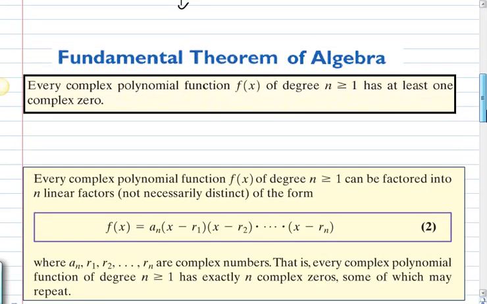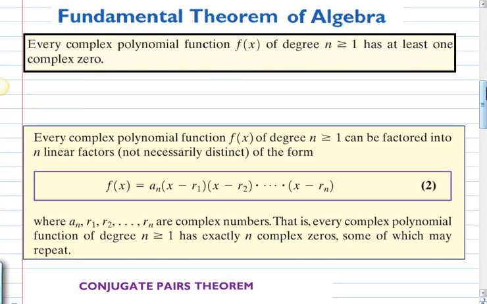So now let's look at the fundamental theorem of algebra. Once again, fundamental means it's important. Every complex polynomial function of degree 1 or larger has at least one complex zero. Every complex polynomial function of degree n greater than or equal to 1 can be factored into n linear factors, not necessarily distinct, in this form, where the coefficients and zeros are also complex numbers. That is, every complex polynomial function has exactly n complex zeros, some of which may repeat.